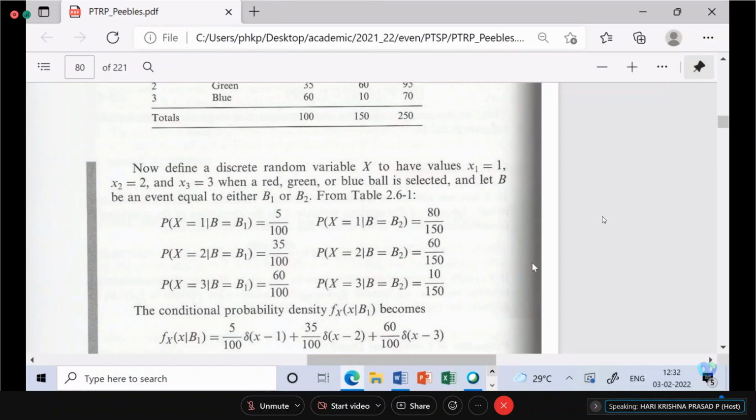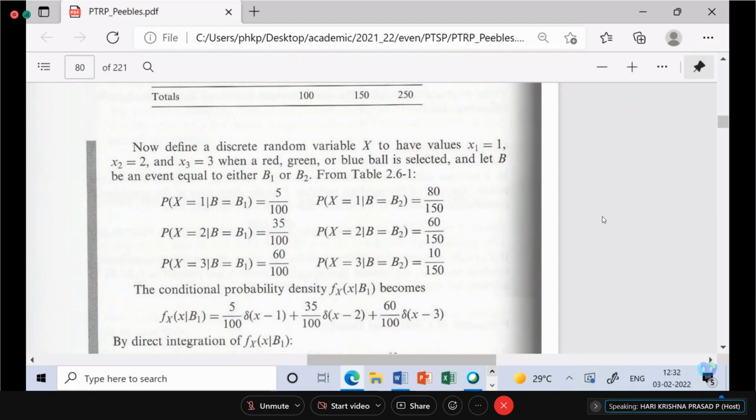I hope the concept is okay. Now I got the conditional probabilities. These three rows have the conditional probabilities. Once conditional probabilities are there, I can always find out the conditional density function.